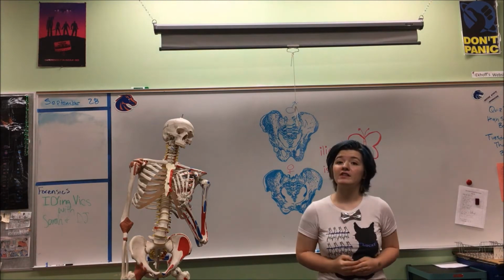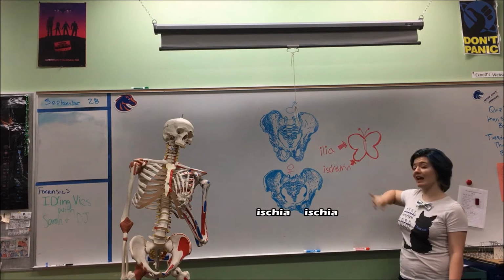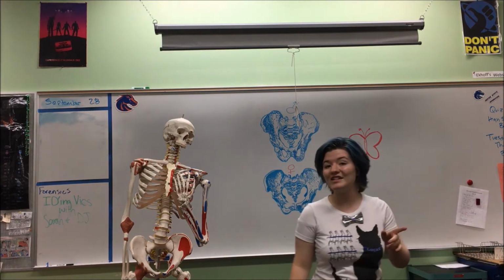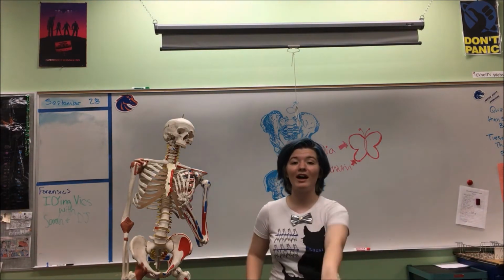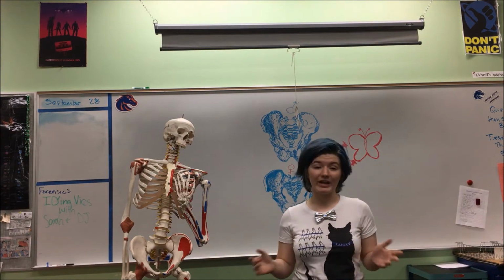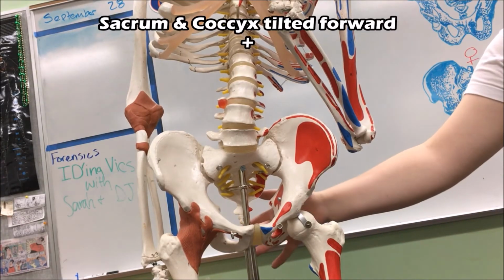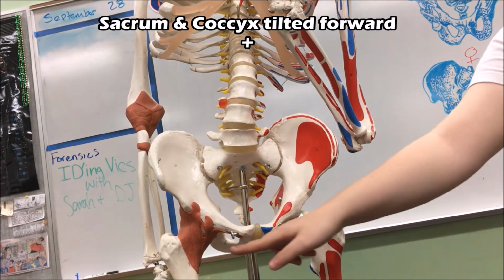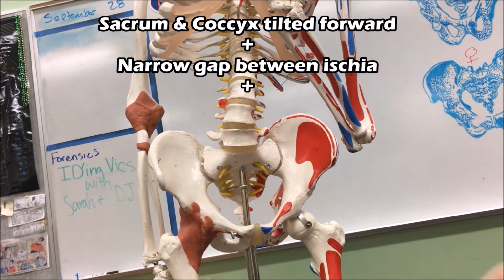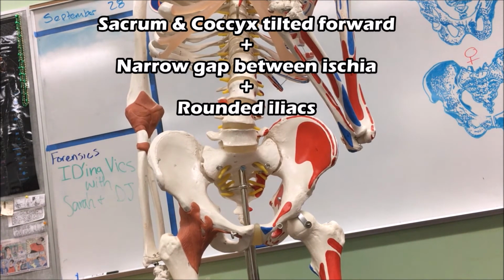If we think of the pelvis as a butterfly, the ischia is the bottom wings, and the iliacs are the top wings. And just like Shakira, the hips don't lie. Females have a lot sharper and more pronounced hip bones or iliacs than in males. If you look on Dead Jim, we can see that his sacrum and coccyx are tilted forward, and the gap between his butterfly wings is very narrow. Also, he has rounded iliacs. All these point towards Dead Jim being a male.